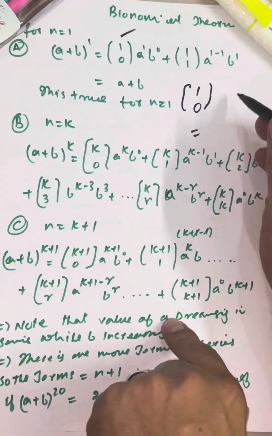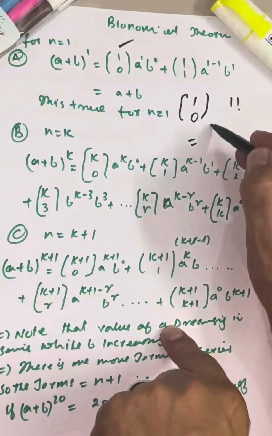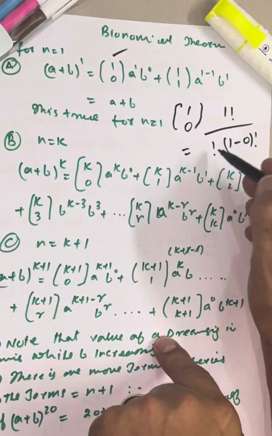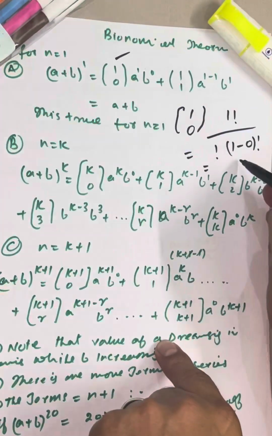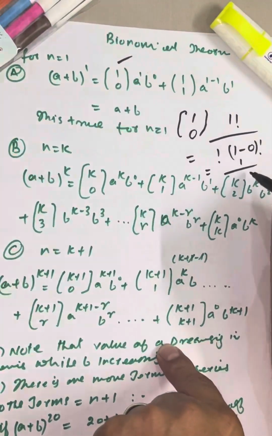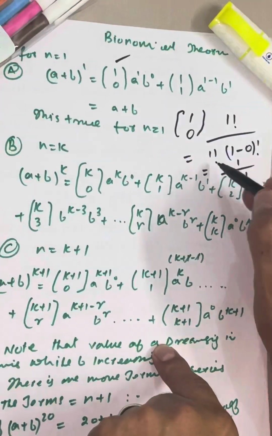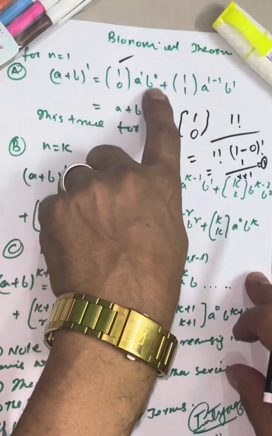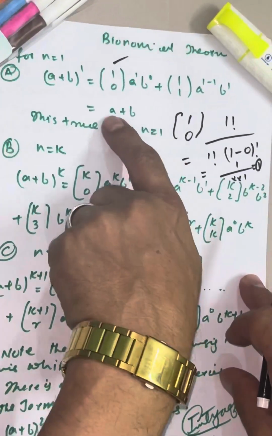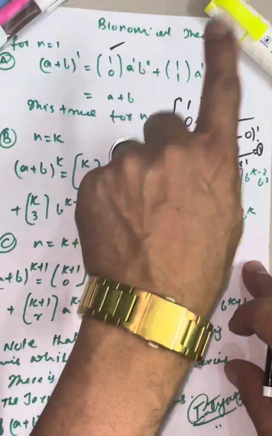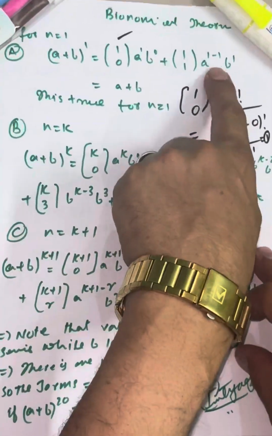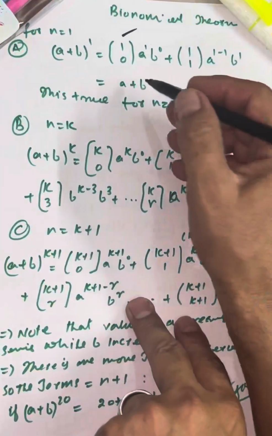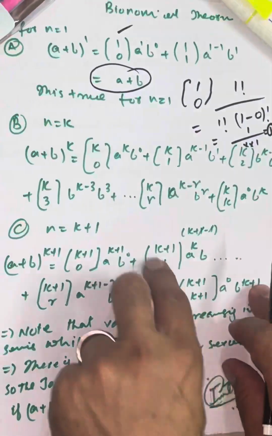I have written it down here, but let's do it. So 1 factorial divided by (1 minus 0) factorial and 1 factorial. How does it come? 1 is 1, 1 minus 0 is also 1, and 1 factorial is 1, so it is equal to 1. So this is 1, b^0 is also 1, so this is a. 1C1 is also 1 by definition. So a^(1-1) is a^0, equal to 1, so b^1. So when n is equal to 1, we get a plus b.